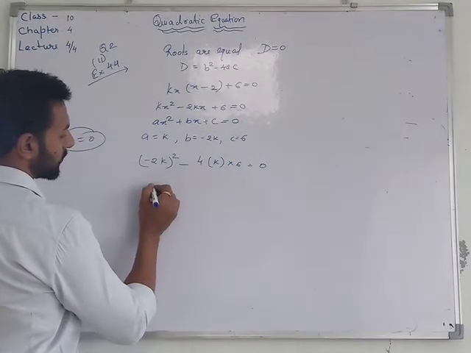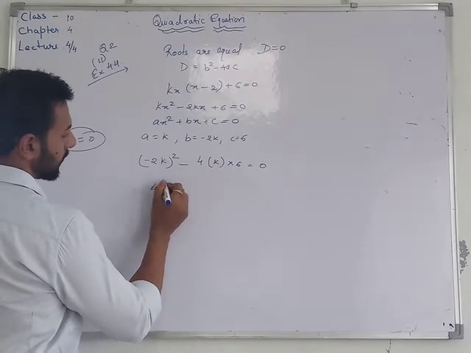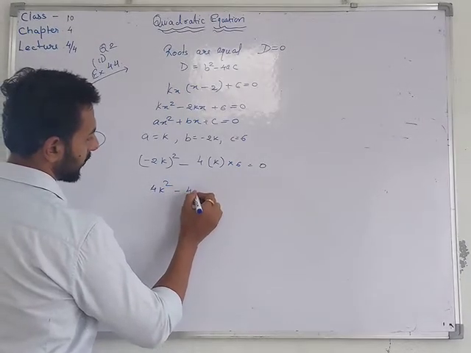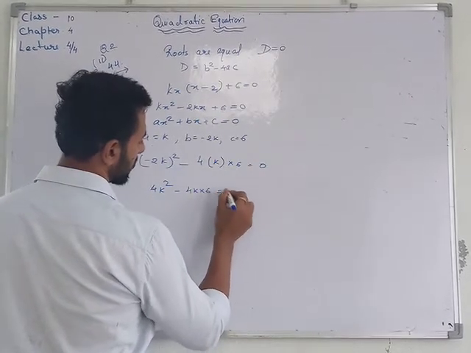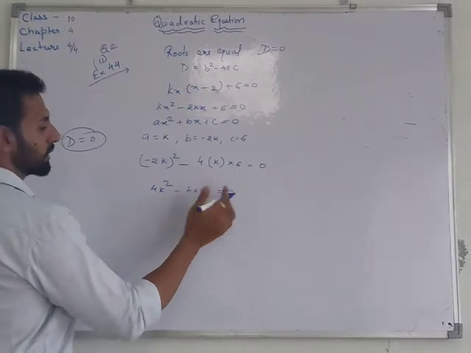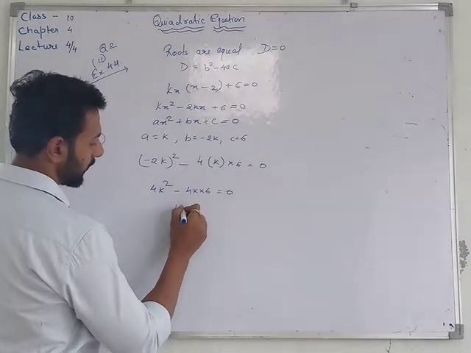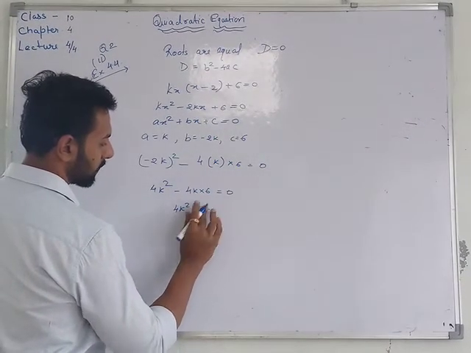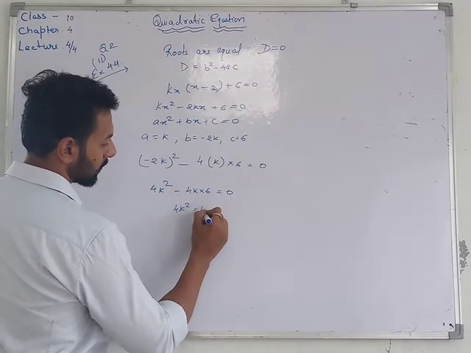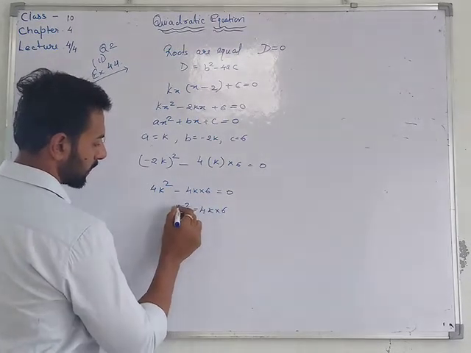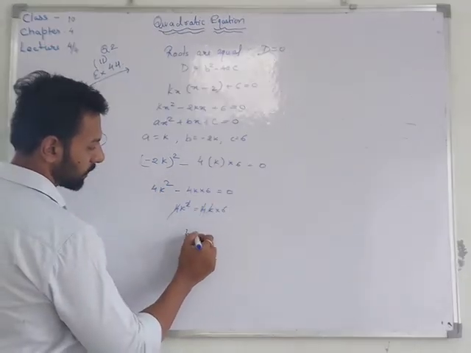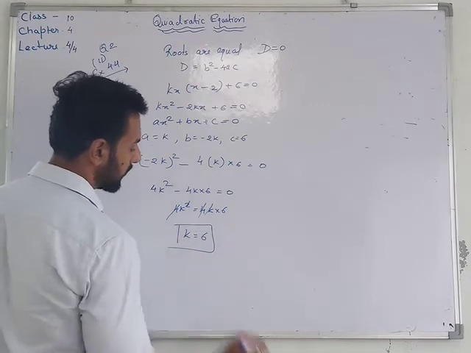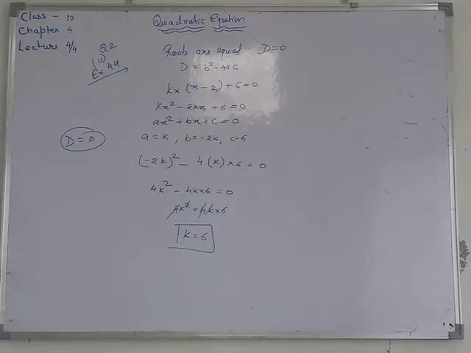Now solving this will be 4k square minus 4k into 6 is equal to 0. Taking this 4k into 6 to the right hand side, 4k square is equal to 4k into 6. 4 is cancelled out with 4 and square is cancelled out with this k, so k is equal to 6. So the value of k is 6. In this manner we have to solve the questions.